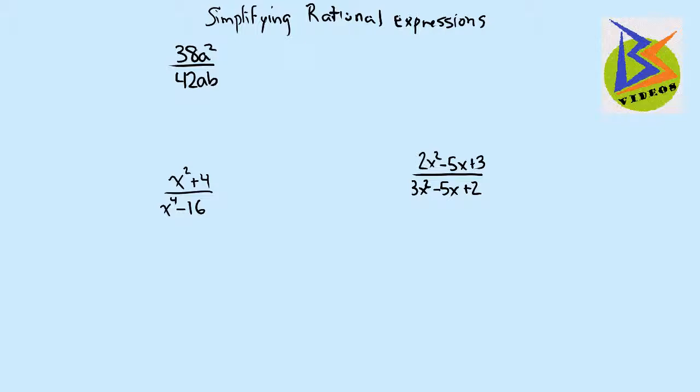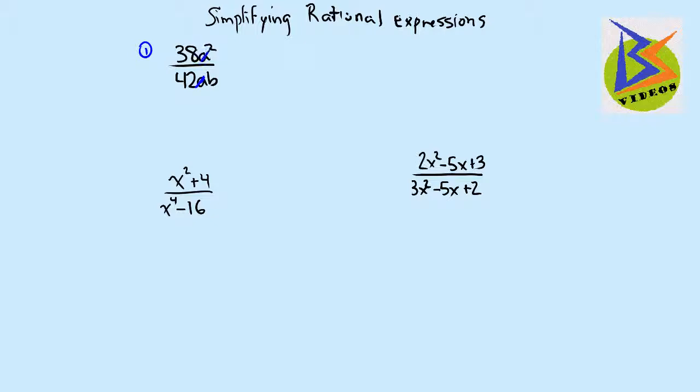So in this first example, we see that we have all factors on the top, 38a squared, or a times a, and on the bottom we have 42ab. And so all we need to do is simplify down the common factors that are on the top and on the bottom, because remember, we can only cancel out common factors.